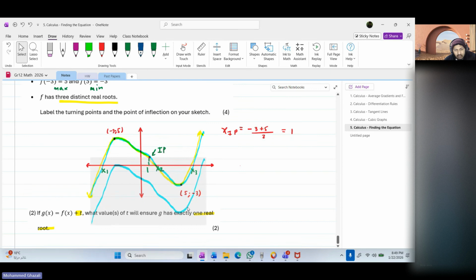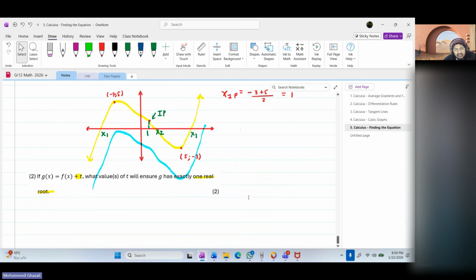So if I move this vertically down, what does the plus t mean? What does this plus t over here mean? f of x plus t. You can only move it up and down. So if I move it down below 5, now it only has one real root, okay? It's cutting the x-axis once only. So you should shift it down, so minus 5. So the value of t should be less than -5.